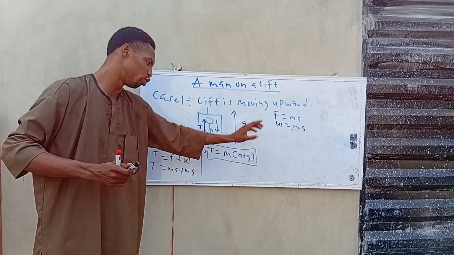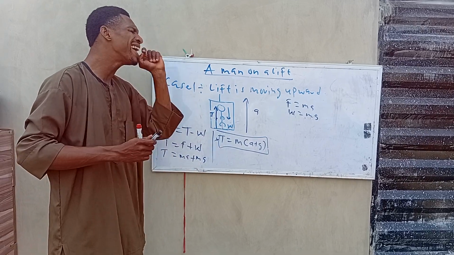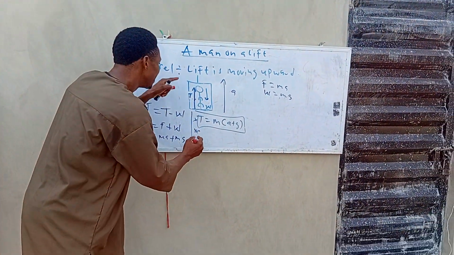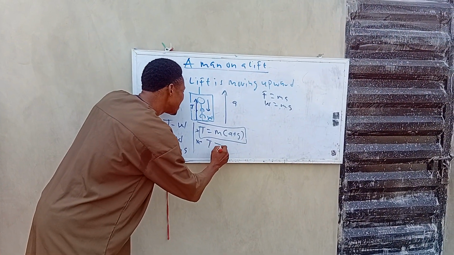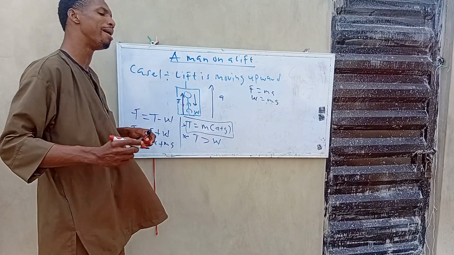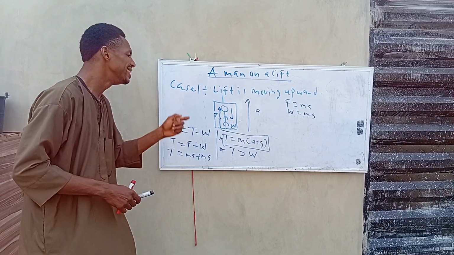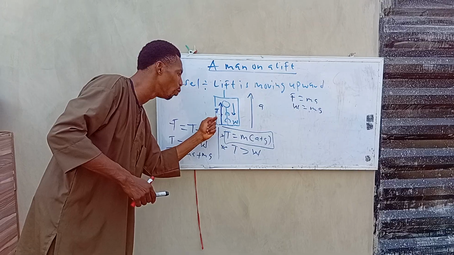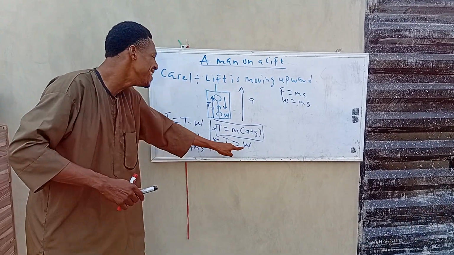A plus G close bracket. These are our word formula. Under this case, please take note of something now. Take note that the tension is greater than the weight of the man. The force acting on the floor of the elevator, which is tension or reaction, is greater.